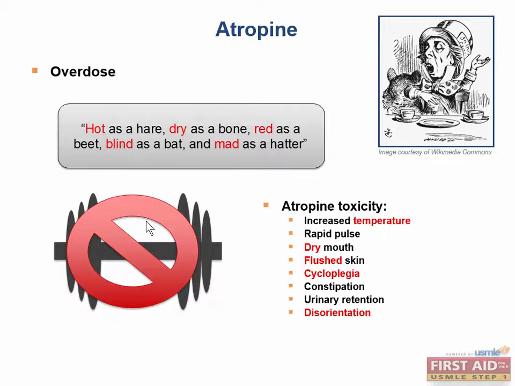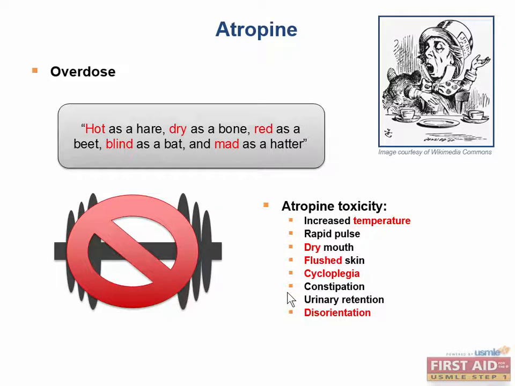You'll see an increased body temperature due to a decrease in secretions, including sweat. You'll see a rapid pulse, dry mouth, flushed skin. And why would we see flushed skin? Well, it's because you'll get peripheral vasodilation to compensate for that increased body temperature. You'll also see cycloplegia, which we talked about, constipation, urinary retention, and disorientation.